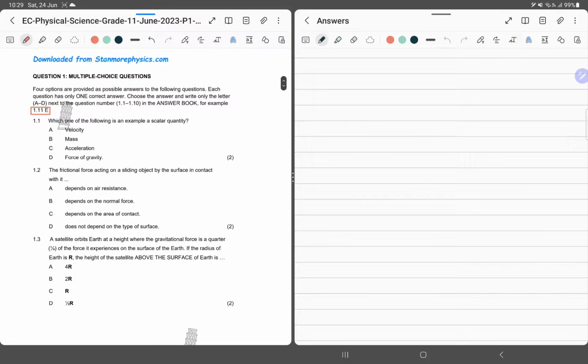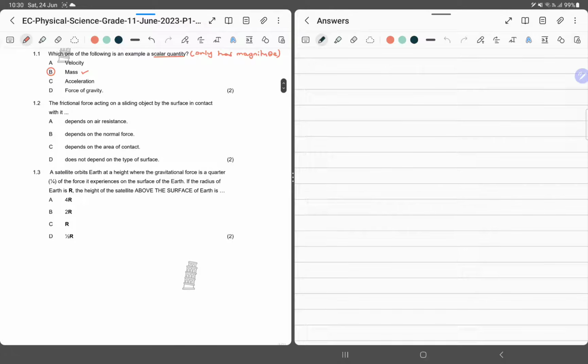Now let's start. 1.1 says, which one of the following is an example of scalar quantity? Now we know that scalar quantities basically only have magnitude. Okay, they only have size basically. So only mass is a scalar quantity, because velocity is a vector quantity. It has both magnitude and direction. Acceleration is a vector quantity. It has both magnitude and direction. A force is a vector quantity. It has both magnitude and direction.